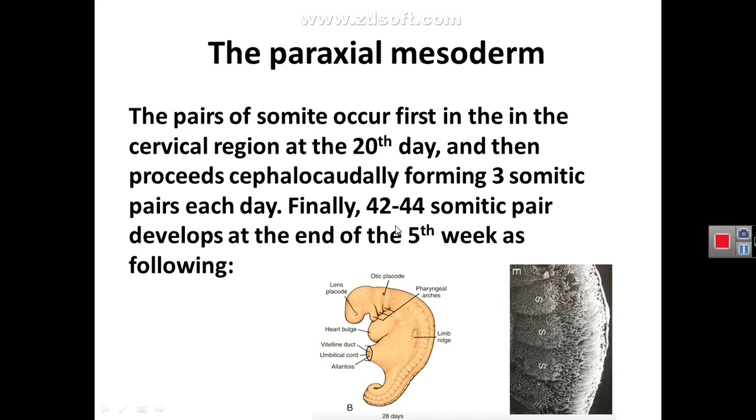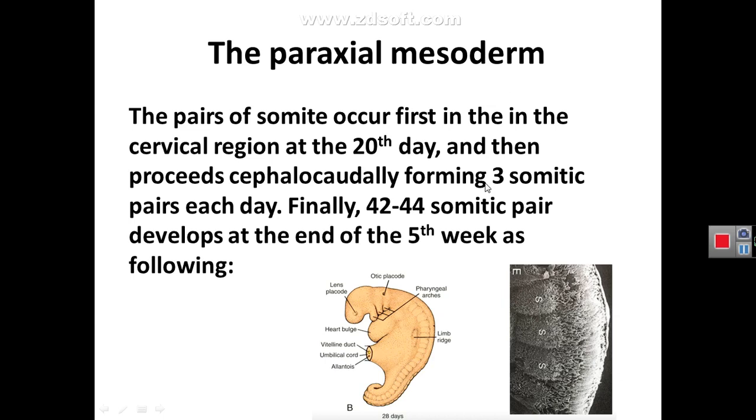Finally, we will have 42 to 44 pairs of somites, and such a total number will be developed at the end of the 5th week. So development of the pairs of somites will begin on day 20, which is the late 3rd week, and it will continue during the 3rd week and 4th week until the end of the 5th week.